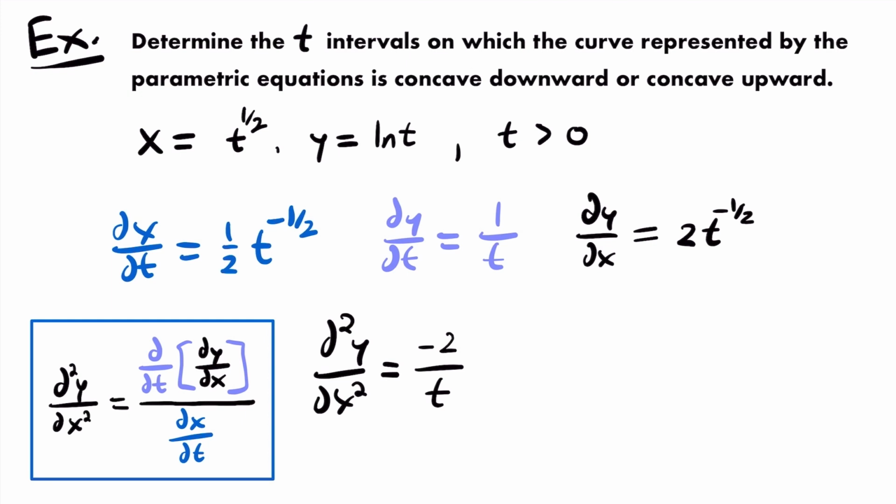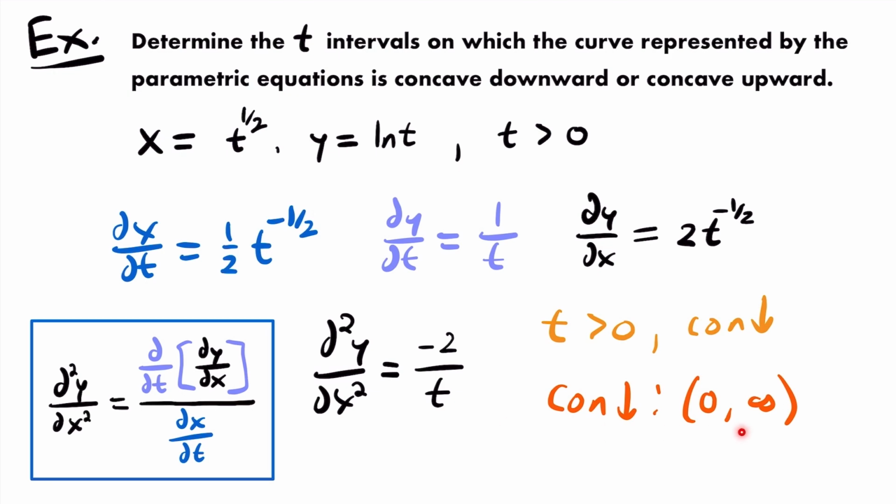And so what we learn here is that when t is greater than 0, our curve will be concave down, right? Because for all values of t, the second derivative will be negative, and when the second derivative is negative, our curve is concave down. Another way that we could write this is to say that our curve is concave down for the interval of t from 0 to positive infinity. All right, so either one of these answers is correct. These both represent the t interval of concavity for the curve represented by these parametric equations.